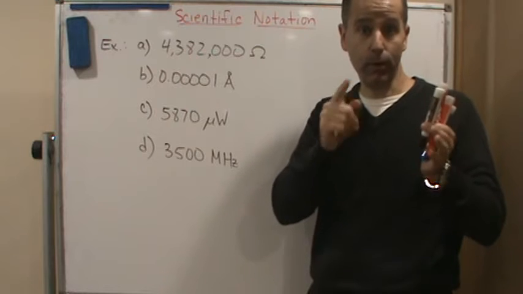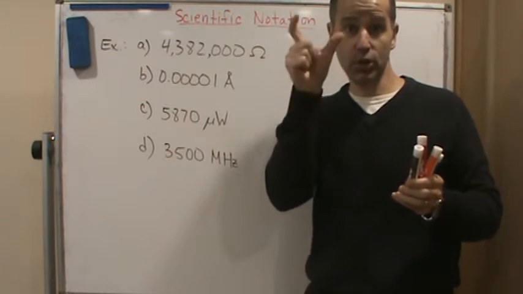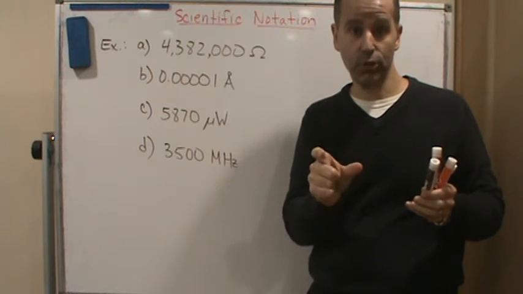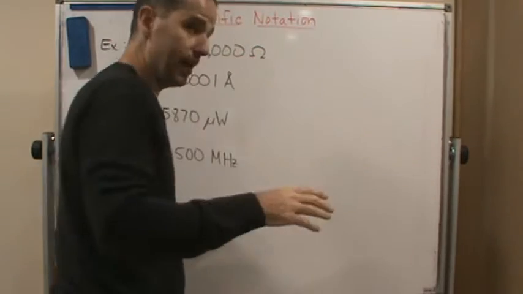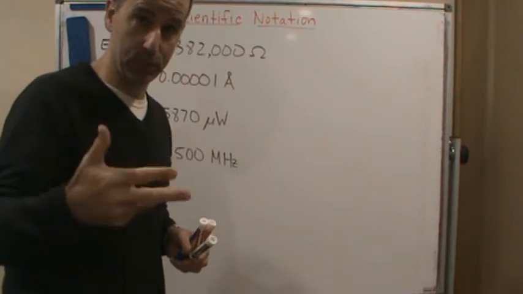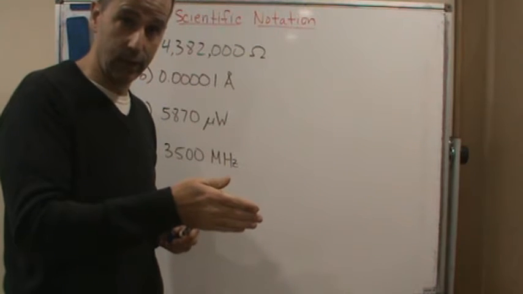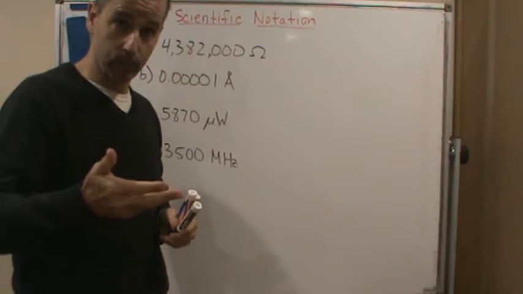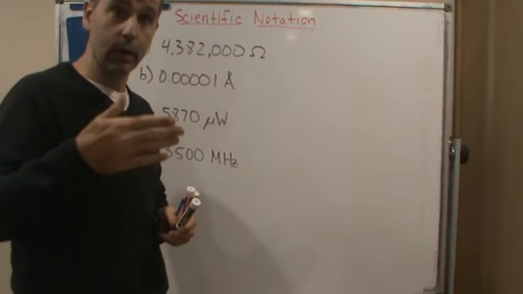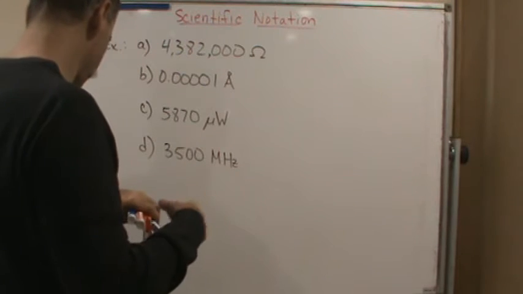Because remember what I said, each group of 3 represents a change in magnitude. So we're going to use that. And by the way, that's what the prefixes represent too. The difference between micro and milli is a power of 10, or some power of 10. So you've got to be careful of that.